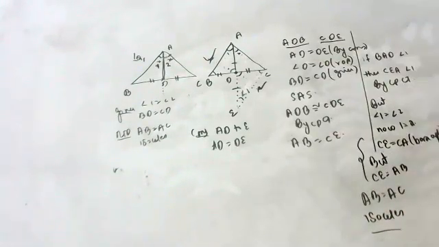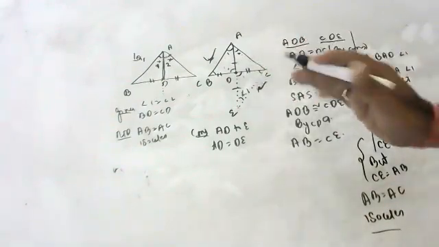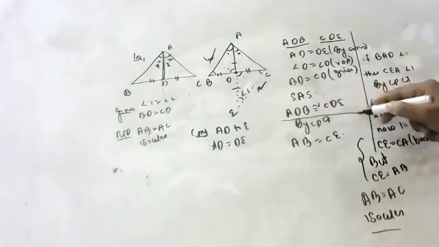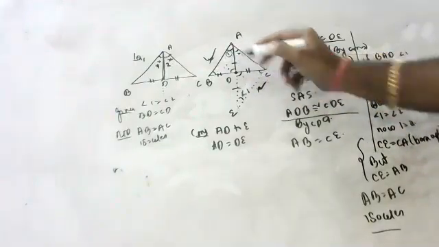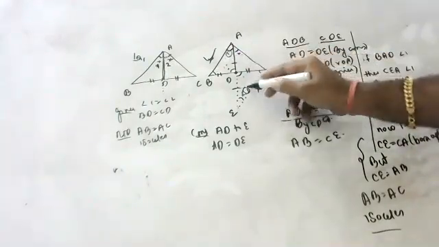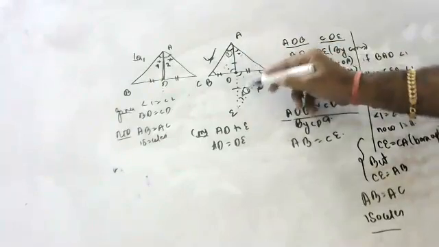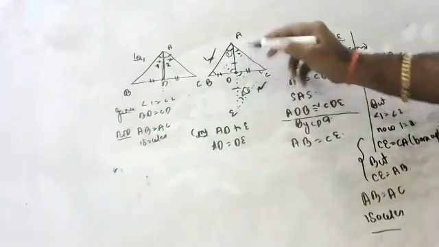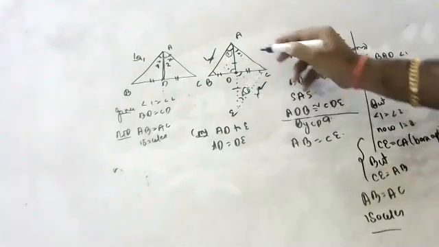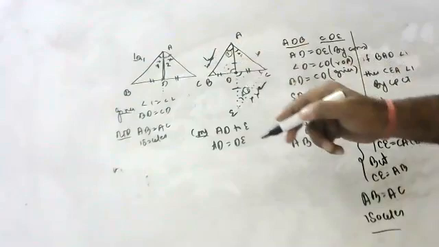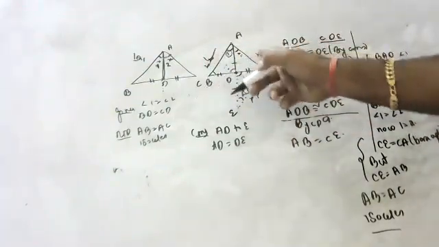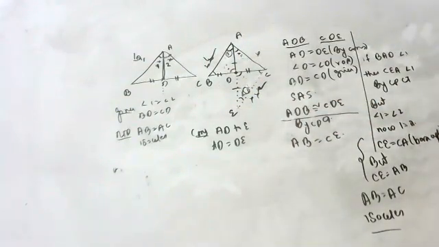Those who did not understand, slowly I will say. These both are congruent, that we understood by default. Because they both are congruent, angle 1 is equal to angle 1. These both angles are the same. These both are equal means these both are also equal. If these both are equal, this side and this side are equal. And already by CBCT, this side and this side are equal. So this and this are equal. If this and this are equal, it is an isosceles triangle.